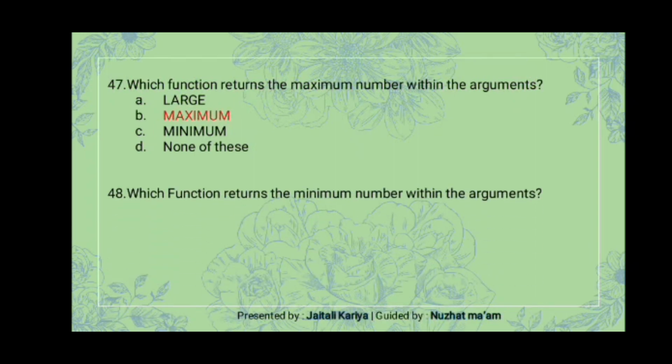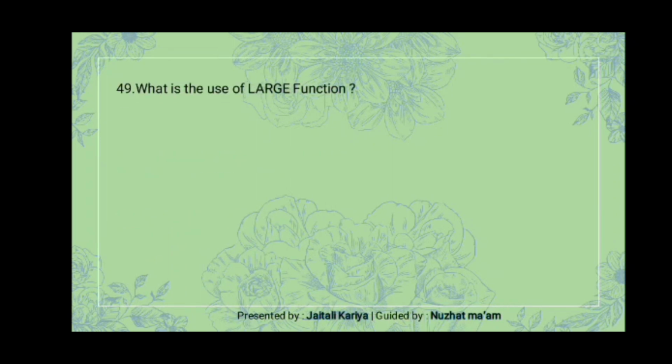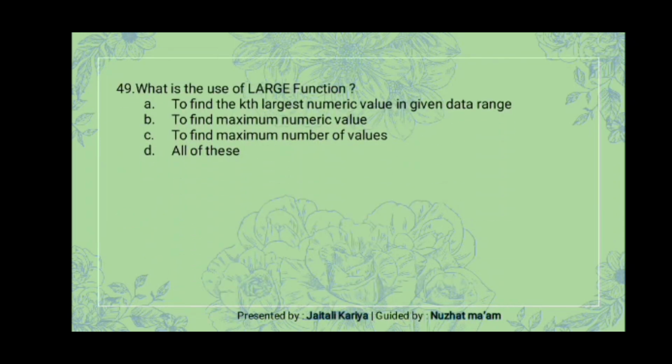48. Which function returns the minimum number within the arguments? A, large, B, maximum, C, minimum, and D, none of this, and the correct answer is C, that is minimum. 49. What is the use of large function? A, to find the kth largest numeric value in the given data range, B, to find maximum numeric value, C, to find maximum number of values, and D, all of this, and the correct answer is A, that is to find the kth largest numeric value in given data range.